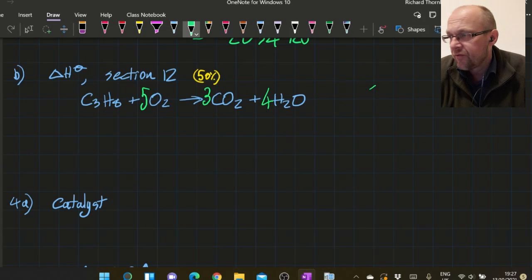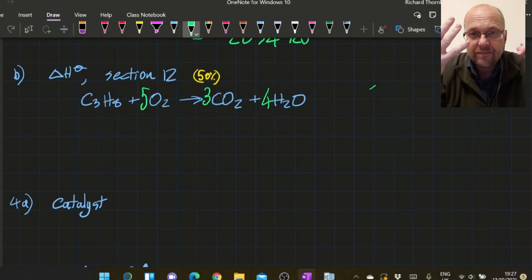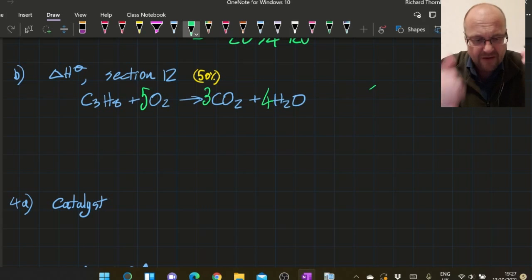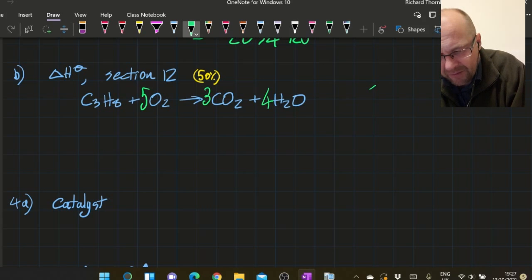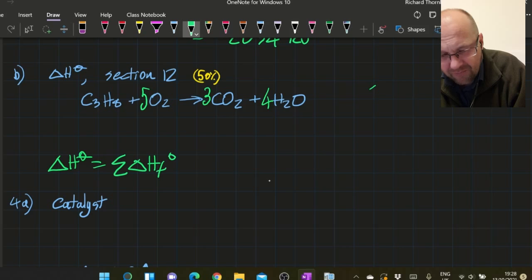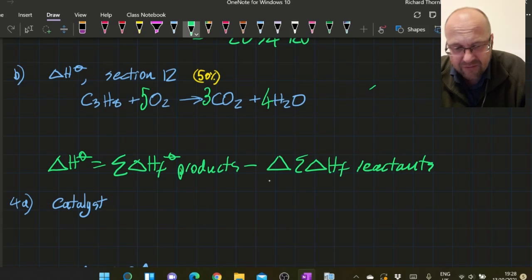Okay, question 3b, use section 12. So this is just another way. There's 4 ways to measure delta H. In SL, 5 ways to measure delta H. I forgot about the energy diagrams. So section 12 is to do with the standard heat of formation. So to work out delta H for a reaction, you're going to do the sum of the heat of formation of the products minus the sum of the heat of formation of the reactants. And there's always 2 tricks. I can see them already.